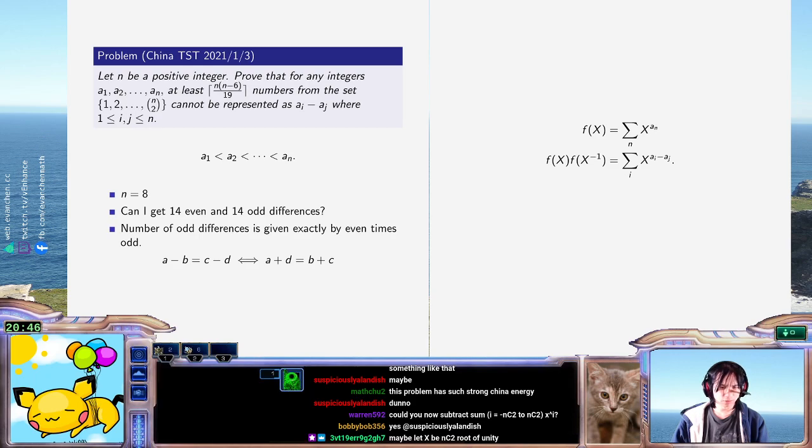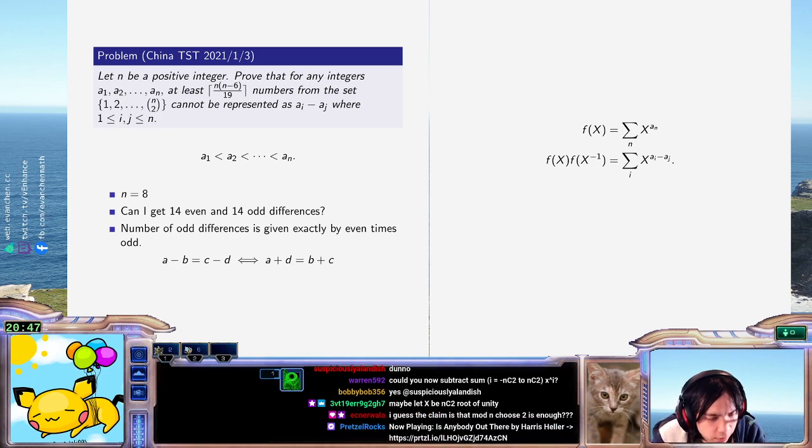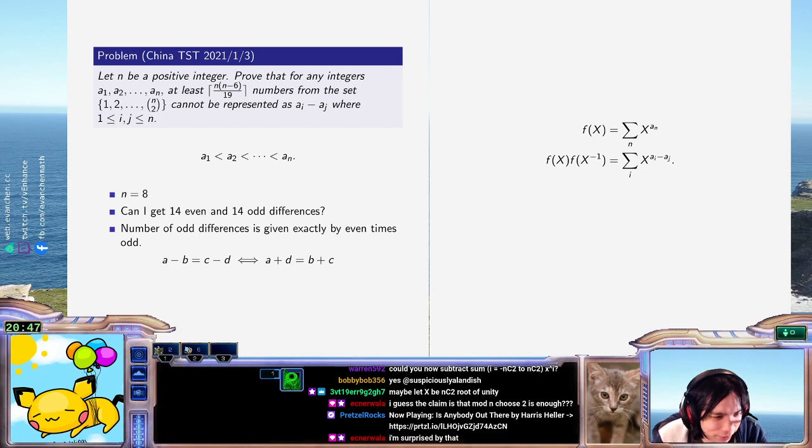Let x be an n choose 2 root of unity? But the thing is, if you let x be an n choose 2 root of unity, you're basically taking mod n choose 2, so you won't get any new information you didn't already have. Okay, so fine, I will subtract off the sum from k equals minus n choose 2. Is mod n choose 2 literally enough? I don't believe that.